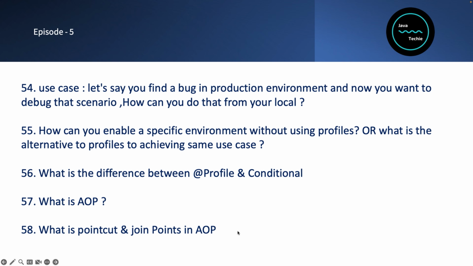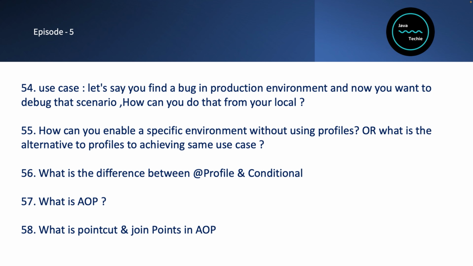Let's say the interviewer asks you a use case: you find a bug in the production environment and now you want to debug that scenario. How can you do that from your local? Because usually our local points to the dev environment setup, like database configuration, Kafka configuration and any other configuration, right? But you want to debug it in the prod environment. So for that, first in local you need to switch the environment. That's the challenge.